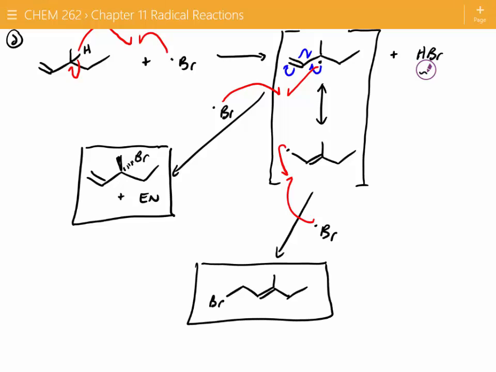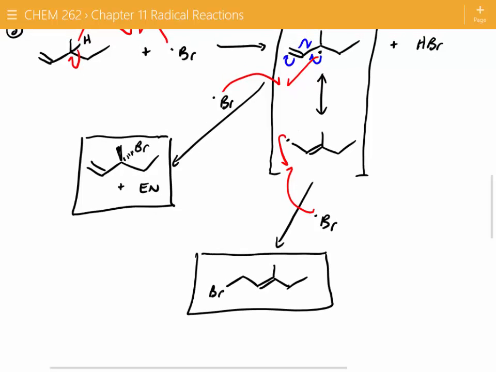So with allylic brominations, you can oftentimes get two products because the radical that we form can be resonance stabilized and it can reside on either of those carbons, and either of those carbons can react with a bromide radical in order to form our new halogen species.